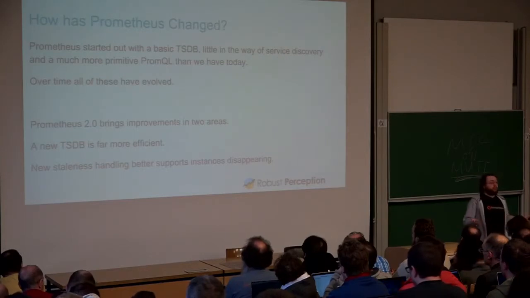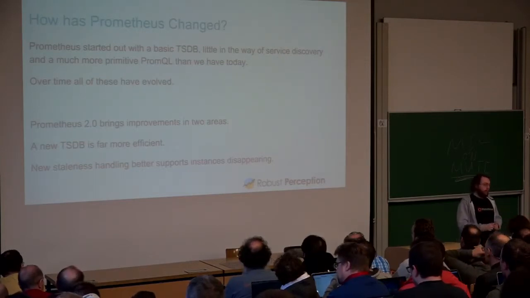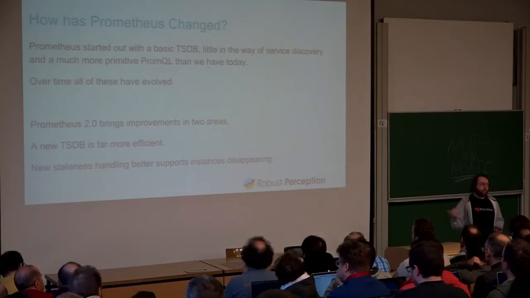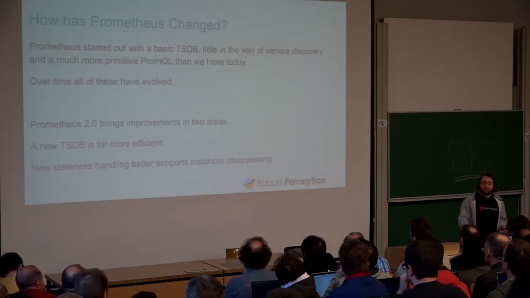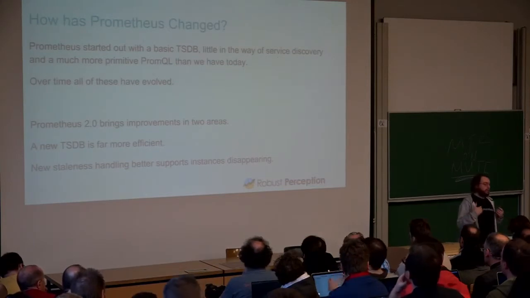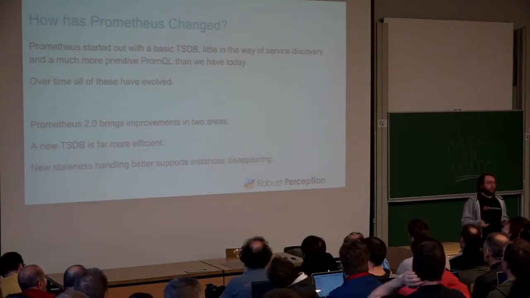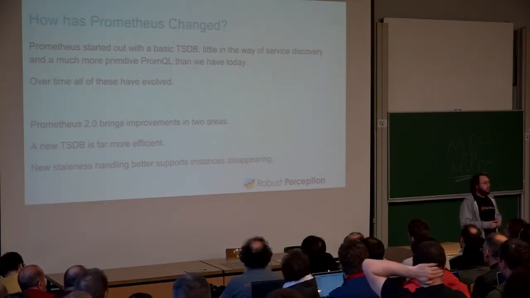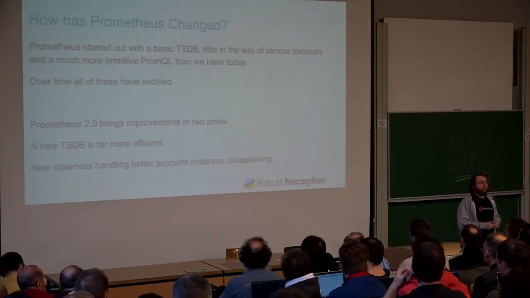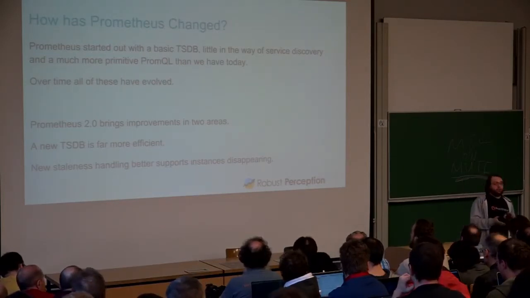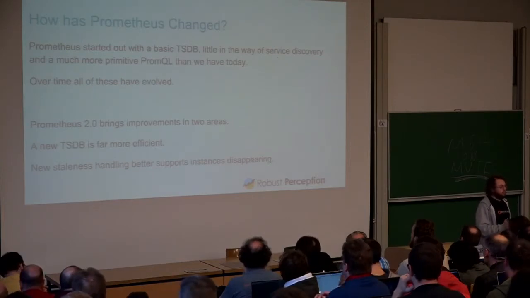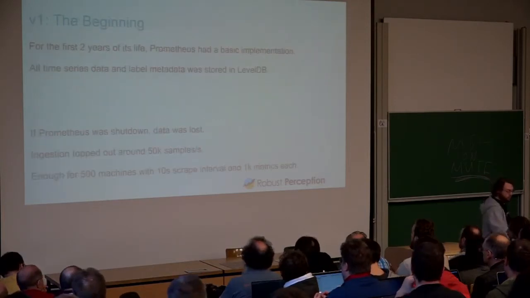Prometheus 2.0, for example, which came out a few months ago, brought improvements in two major areas. The big one was the new time series database, which is far more efficient. And also the new staleness handling, which I worked on, which better supports instances going away. Because in an all-static environment, machines don't go away that often, maybe one every few months. If you're in EC2 or whatnot, that can happen a few times a minute. So you need to be a little more careful, as the artifacts that causes are actually a problem.